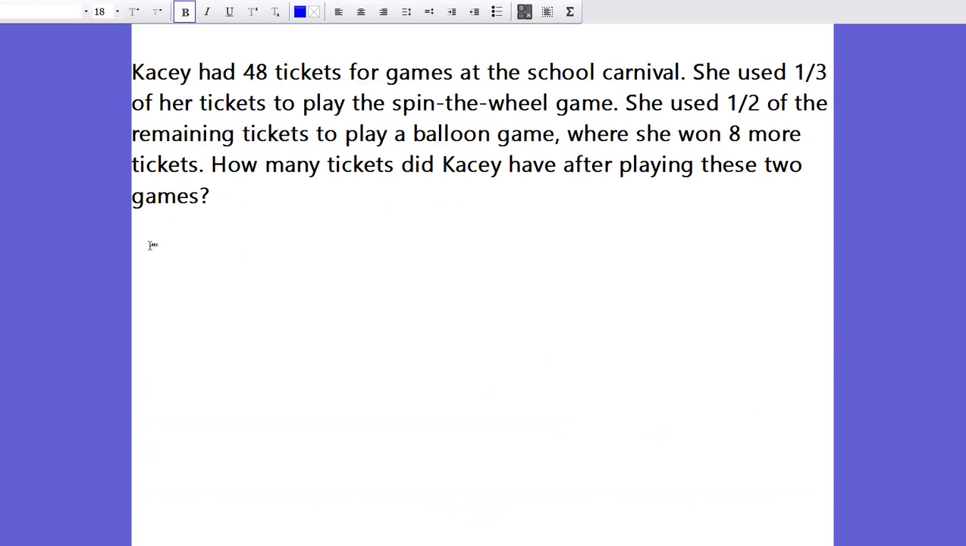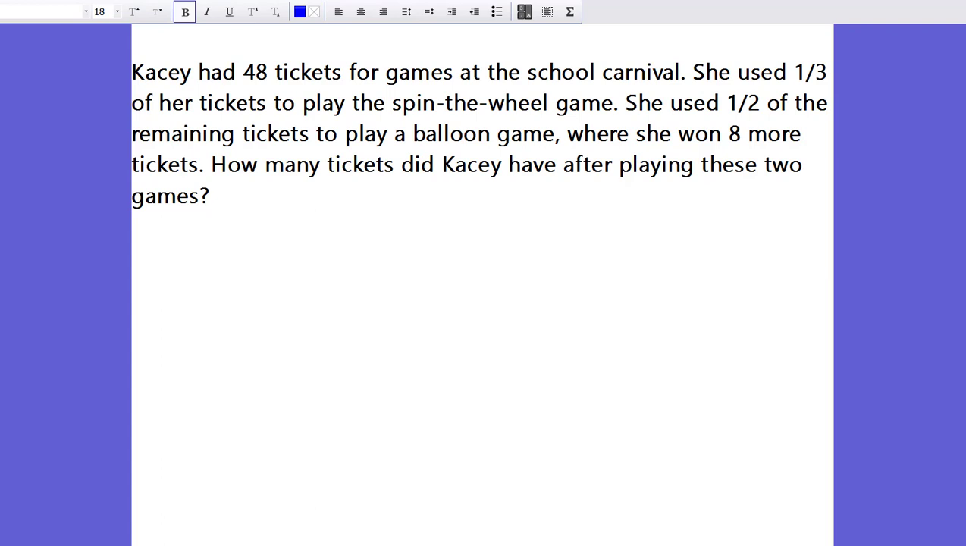Moving on to the second example. Casey had 48 tickets for games at the school carnival. She used 1/3 of her tickets to play the spin the wheel game. She used 1/2 of the remaining tickets to play a balloon game where she won 8 more tickets. So how many tickets did Casey have after playing these two?